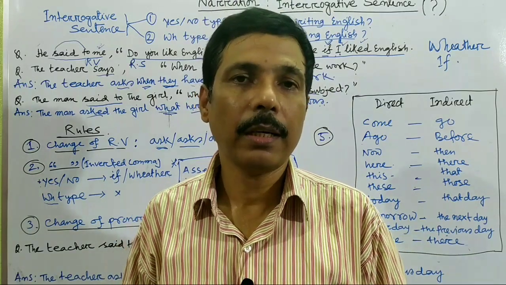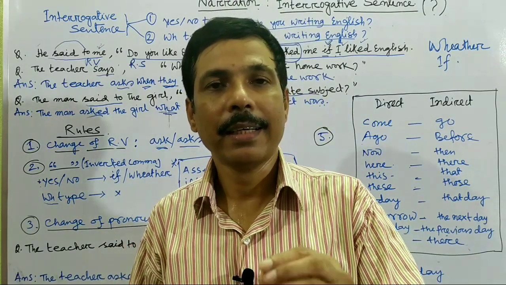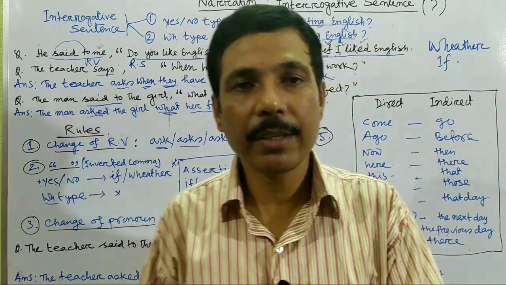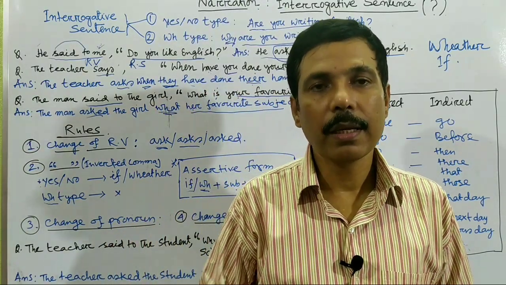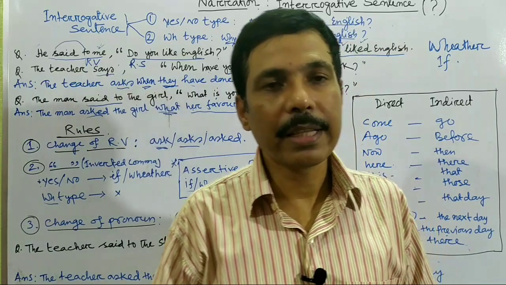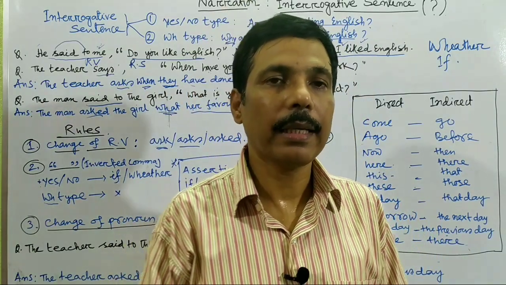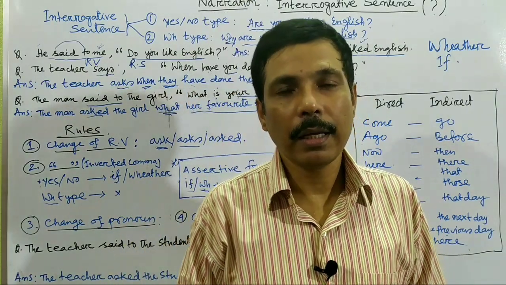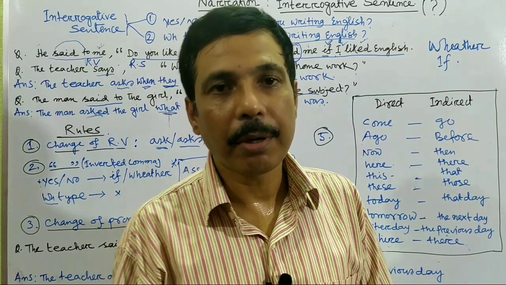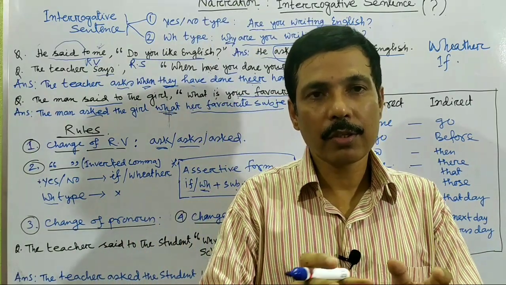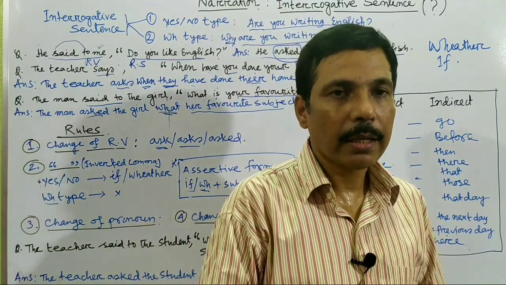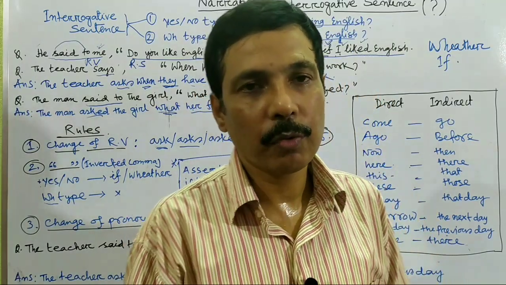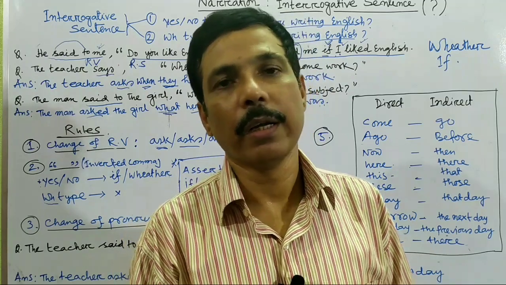I have given a chart. Again I repeat that I have given a chart in the assertive sentence. In respect of narration change of assertive sentence, there is a chart and I clearly explained everything. You don't need to worry about the tense. You just look at the chart and you will find it very confidently. The change of tense will be very easy for everyone.